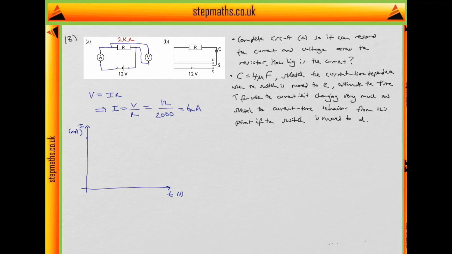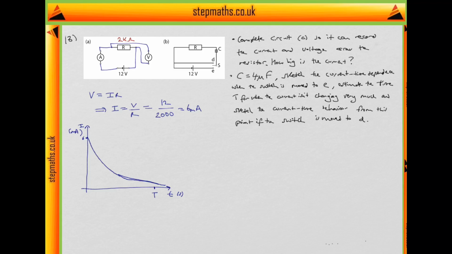Well, we know it starts at 6 milliamps, and it's going to come down in an exponential decay as the charge builds up at the capacitor and stops the flow of charge. So it goes down exponentially towards 0. And after some time capital T, the current doesn't change very much.